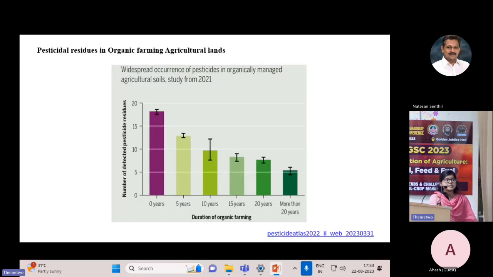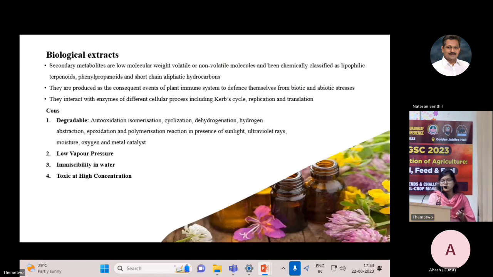Emphasizing all these points, recent research carried out by the European Union states that through organic farming, it takes almost more than 20 years to reduce the pesticide residues to half the volume already present in the soil.